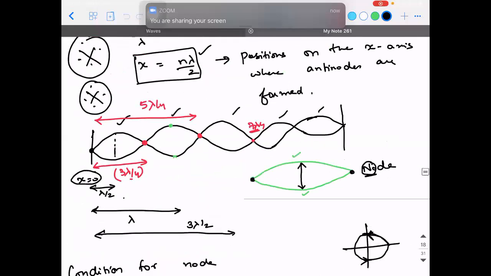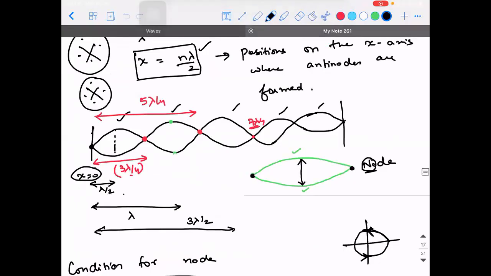So tell me one thing. From the previous concept, you told me that you understood where the nodes are formed. If I ask you, what is the distance between any two successive nodes? What is the answer?